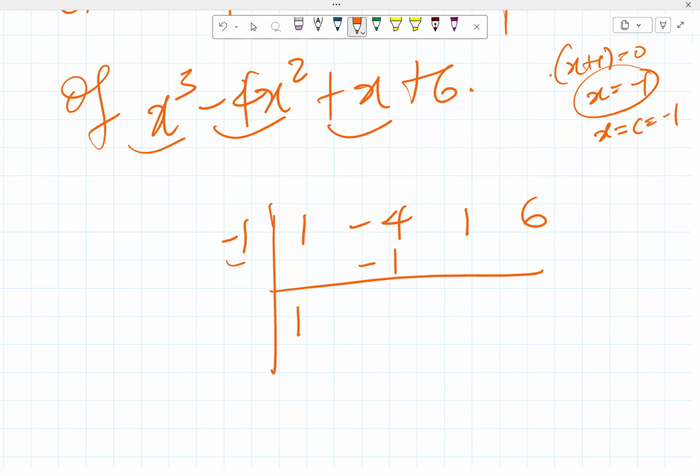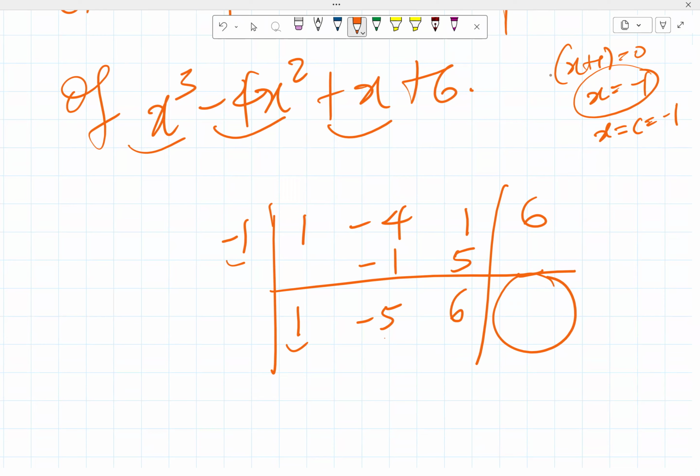That's minus 1 times this 1 now. You get minus 1. So minus 4 minus 1, that's minus 5. Of course, it's better you separate this, because whatever you end up getting here will be your remainder. If it is 0, that means x plus 1 is a factor. So next, minus 1 times minus 5 will give us 5, right?